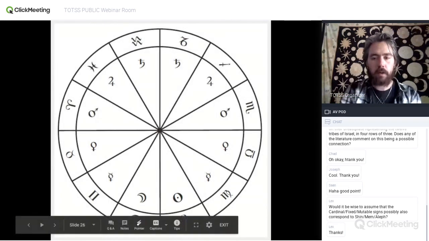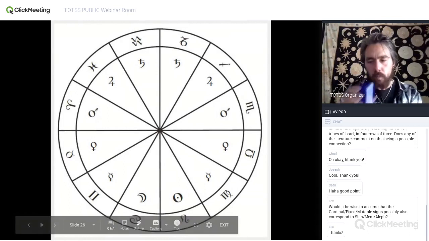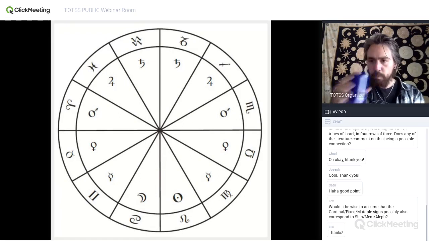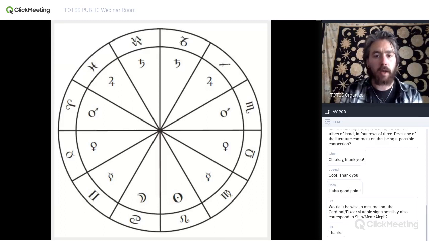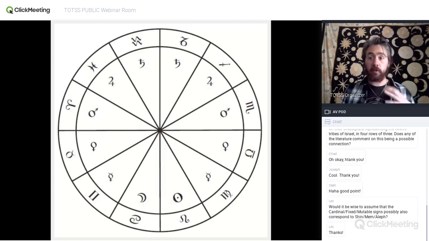Okay, so now we can talk about the planets in relationship to the signs. I switched back to the presentation, so you should now be seeing a zodiac sign with the planets around the inside. Let me know if you don't see that. Okay, so we're going to talk about the rulers.